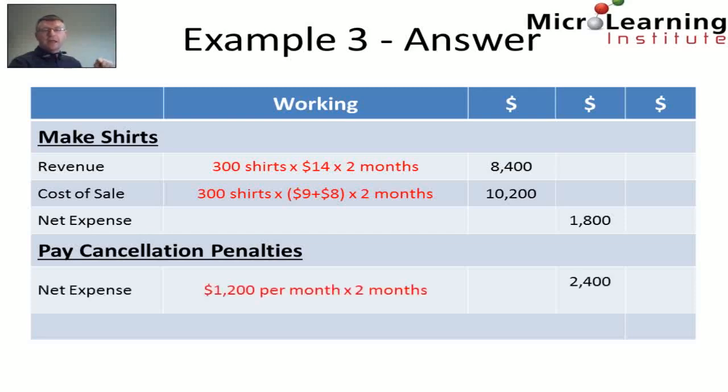If we pay the cancellation penalties, our net expense will be $1,200 per month for a 2-month penalty charge. That's $2,400. So again, in line with IAS 37, onerous contract, we provide the lower of the $1,800 or the $2,400, which of course in this instance is us creating a provision of $1,800.